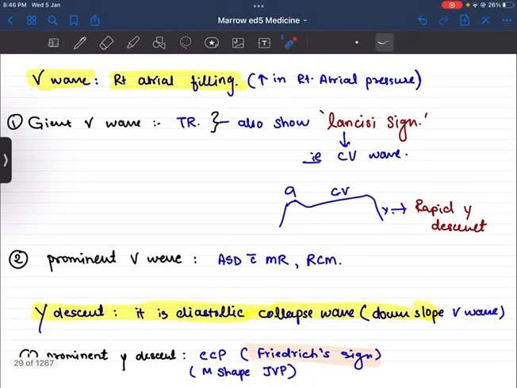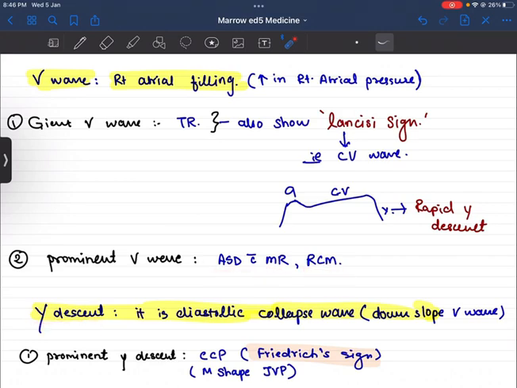V wave is due to right atrial filling, with increase in the atrial pressure. First, giant V wave is caused by tricuspid regurgitation, and also shows the Lancisi sign, that is a CV wave. The C wave and the V wave combine to form the CV wave, and there is a rapid Y descent also. Prominent V wave is seen in ASD with MR and restrictive cardiomyopathy.